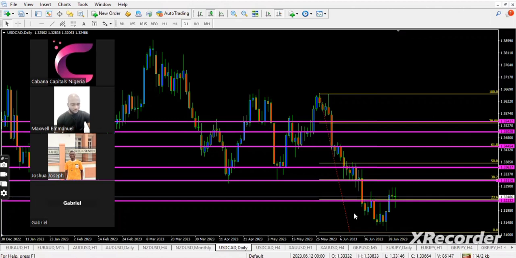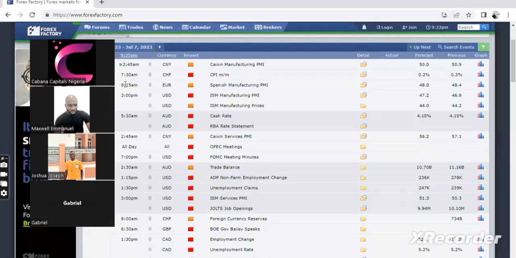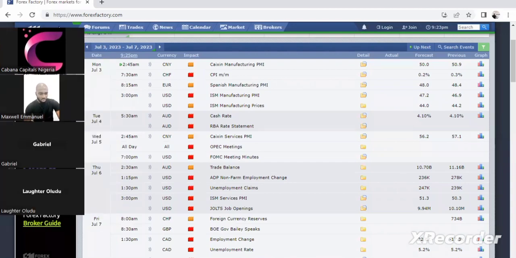Remember, this week is NFP week. It's going to be an interesting week. Great opportunity to make money, and also great opportunity to lose this week. The market will be very volatile. We check the calendar. We have several major news to be released this week. Tomorrow by 3 p.m., we are expecting ISM manufacturing PMI. On Tuesday, no major news from the United States, but we have two major news from Australia, cash rates and RBA rate statements. On Wednesday, FOMC meeting minutes by 7 p.m.